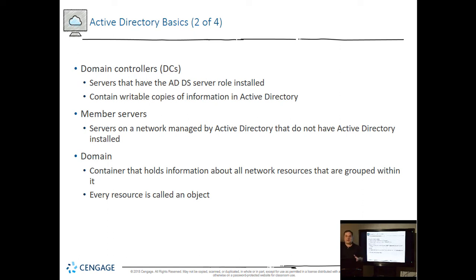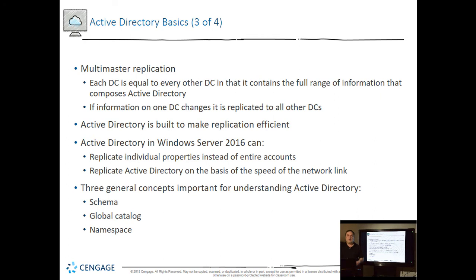Now, a member server can also be a member of Active Directory. So instead of being a member of just a workgroup like it is by default, you can make it a member of Active Directory. And when you do that, you have all of the protections of the Active Directory domain controller. A domain is basically a container. It holds information about all the network resources that are in it. And as I mentioned before, every resource in it is called an object. And no one object is more important than another object.